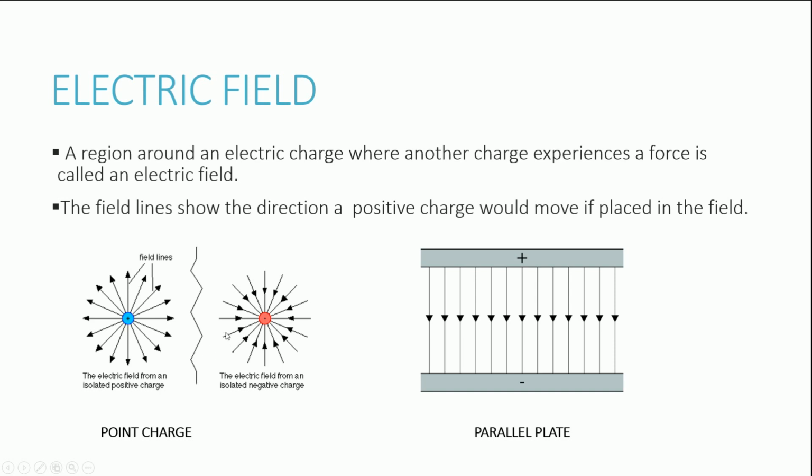Pretty simple. If it's a positive charge, the electric field lines will radiate out. If it's a negative charge, it radiates inwards.